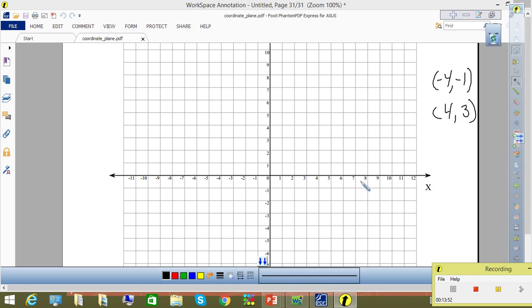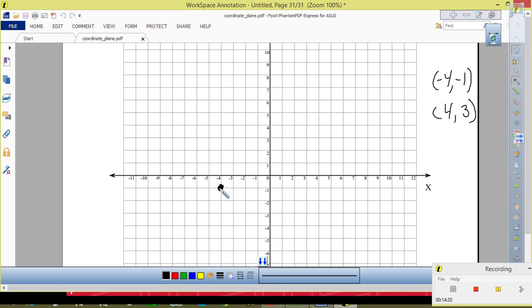Okay, let's see. Look up. -4 of x, -1 of y should be right there. Hands if you got that. Okay. The next one, 4 of x, 3 of y. 4 of x, 3 of y should be about right there.